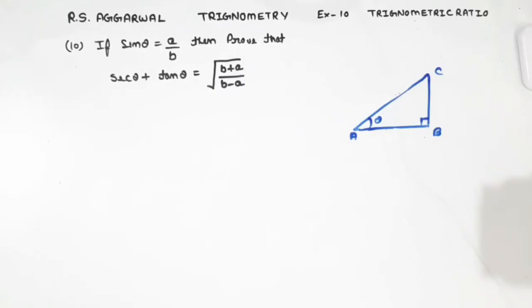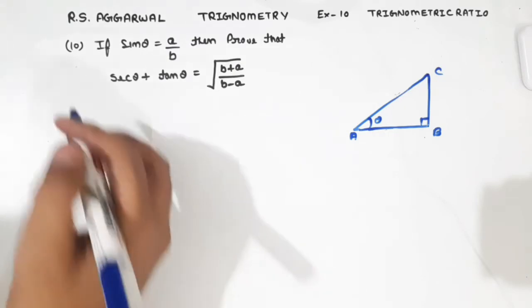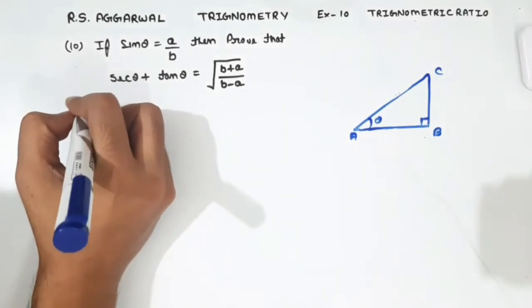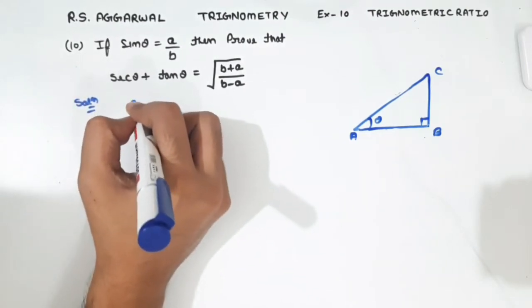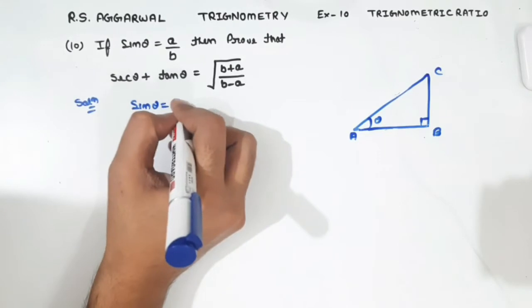R.S. Agarwal trigonometry exercise 10 trigonometric ratio question number 10. If sin theta equals to A upon B, then prove that sec theta plus tan theta will be equals to under root B plus A upon B minus A. So in this problem we have given that sin theta is A upon B.